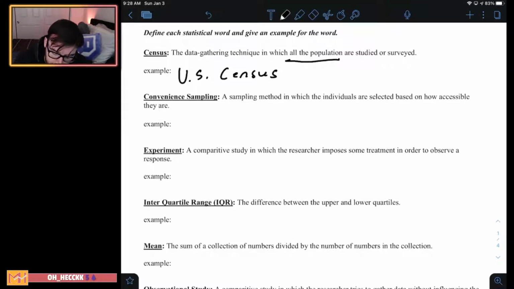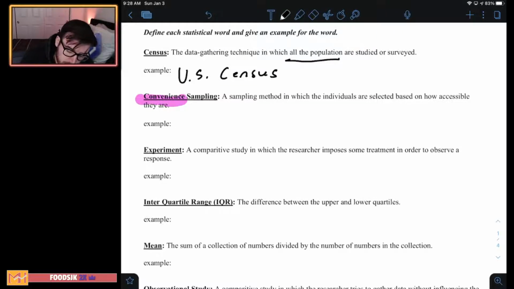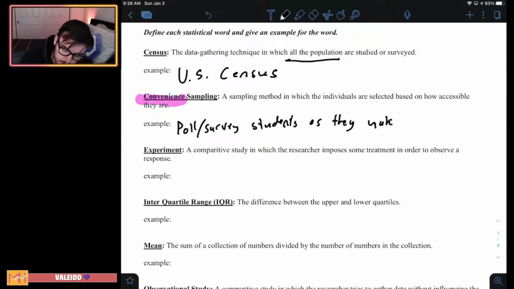Convenience sampling, a sampling method in which the individuals are selected based on how accessible they are. So convenience being the key word here, right? We're not going out of our way to ask every single person like a census. It's just who's convenient. So for example, we could take a poll or survey students as they walk in the school building.